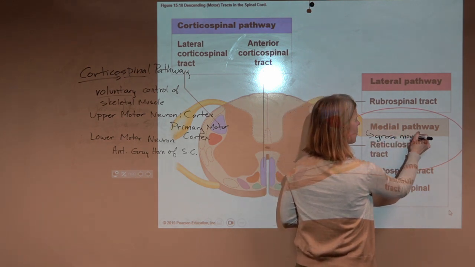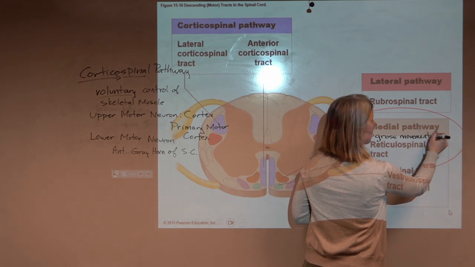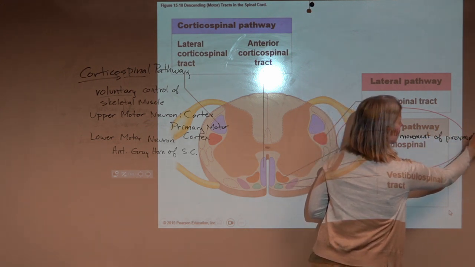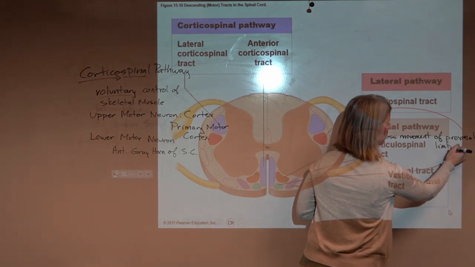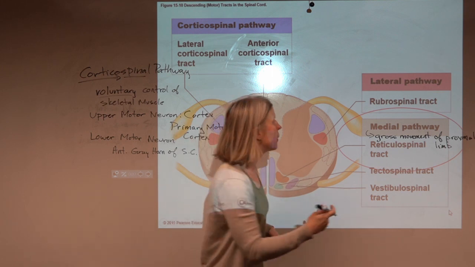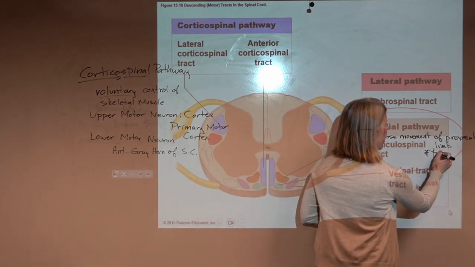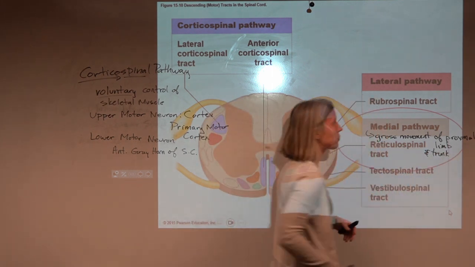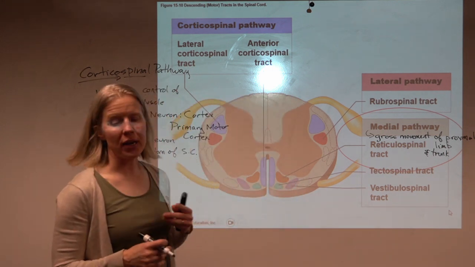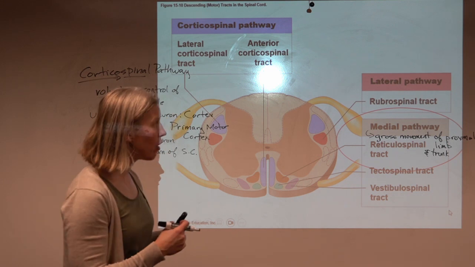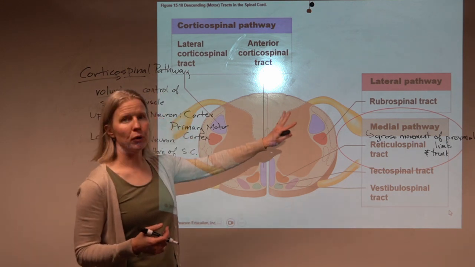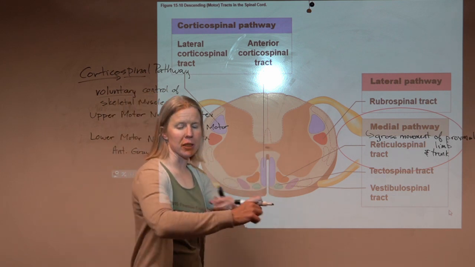So gross movement of the proximal limbs. If that's not going to make sense to you when you come back to your notes, upper arm, upper leg, and the trunk, right, is the main thing I want you to understand about that medial pathway. It is involved in things like posture, balance, muscle tone, but really doing those bigger movements.